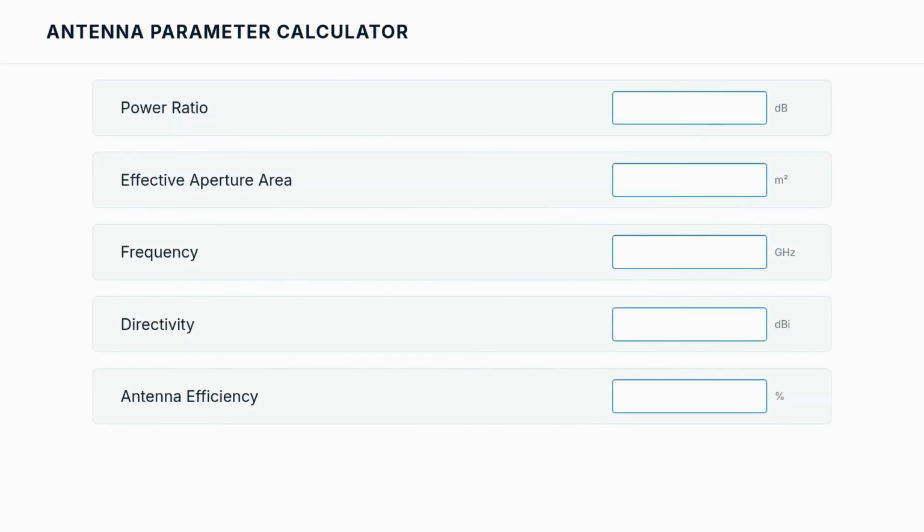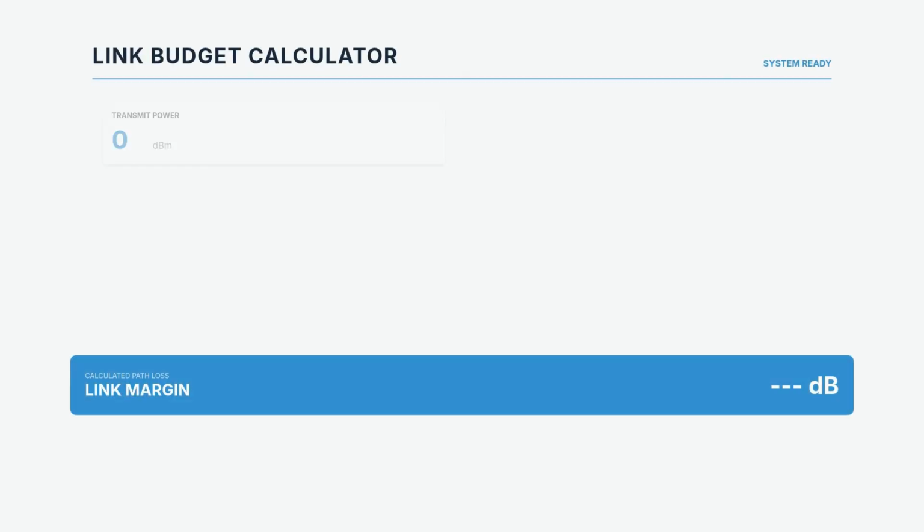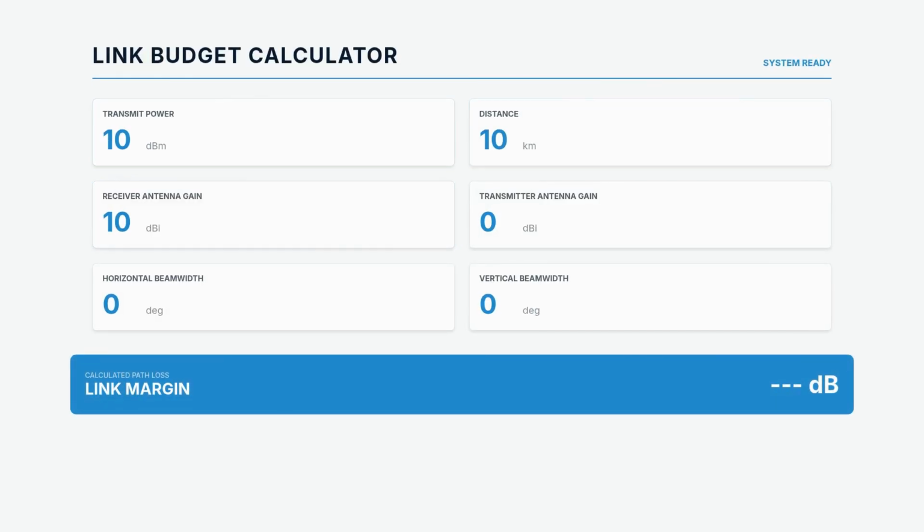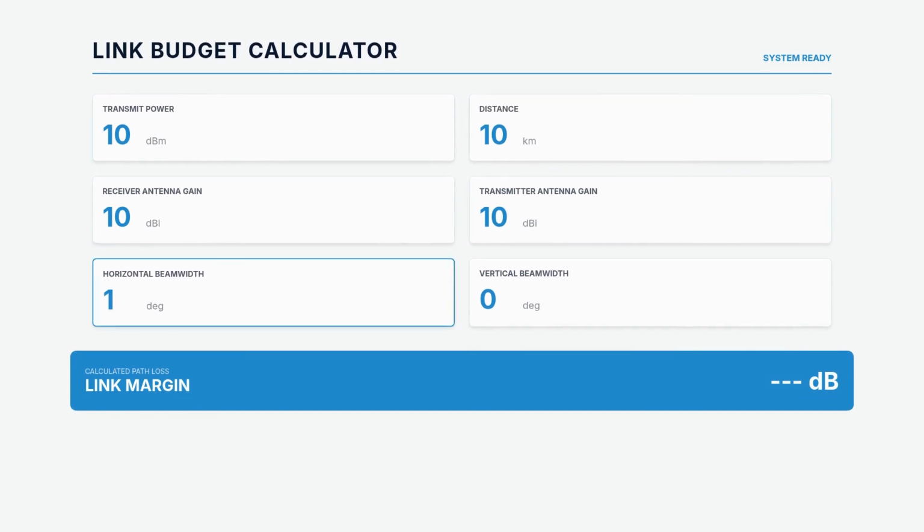Let me show you a calculation. I'll enter 10 for all input fields. Power ratio 10, effective aperture area 10, frequency 10, directivity 10, antenna efficiency 10, transmit power 10, distance 10, receiver antenna gain 10, transmitter antenna gain 10, and both beam width values at 10 degrees.